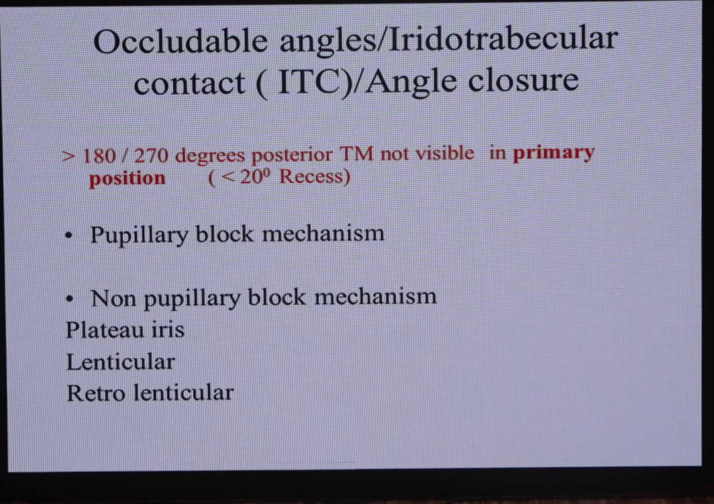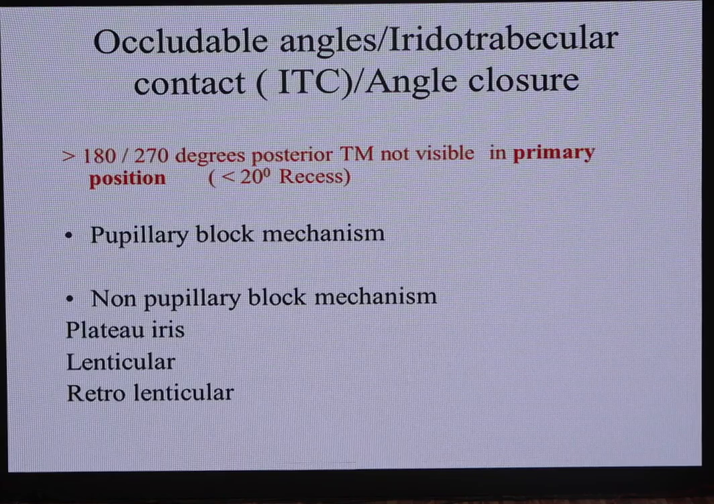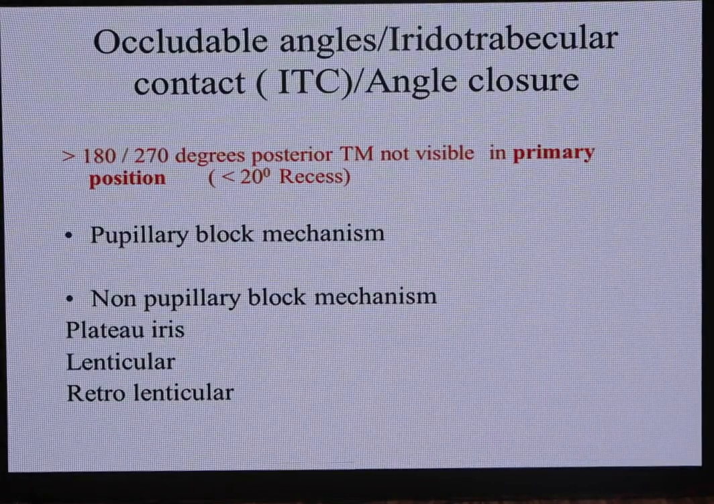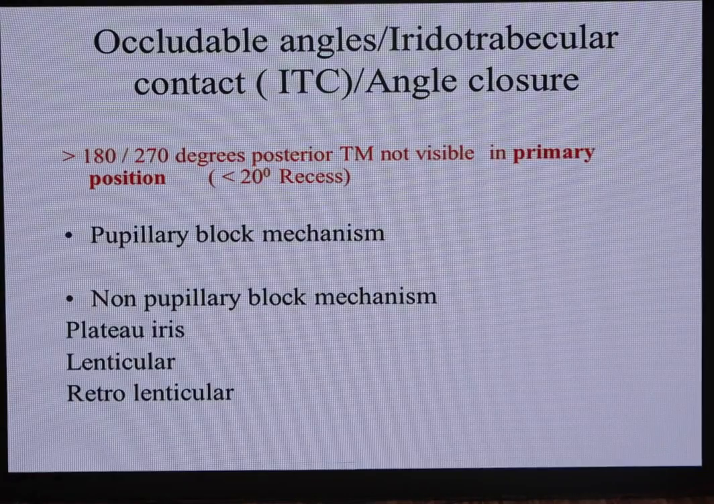I believe all of you have gonioscopes and do gonioscopy, because it's important as a resident to own a gonioscope and to be able to do gonioscopy. The recess of the angle should be more than 20 degrees. You should do enough gonioscopies to understand occludability, and to write whether the recess is occludable, that is, less than 20 degrees or more than 20 degrees. The third important thing when looking for occludability is its extent. It should be more than 180 degrees.